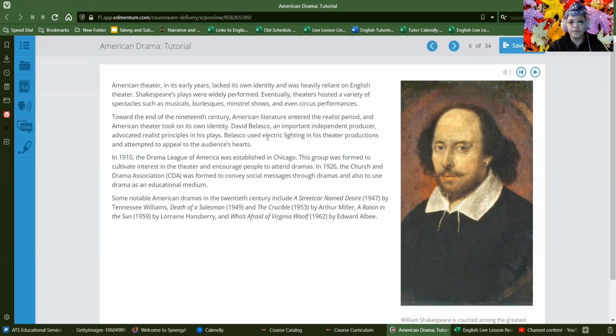The last paragraph is where we have a list of important dramas that came out, and they give you the names and the years that these came out. I would put all of these in your notes because there may be a question on the mastery test, like, which one of these was a famous drama in the 20th century?